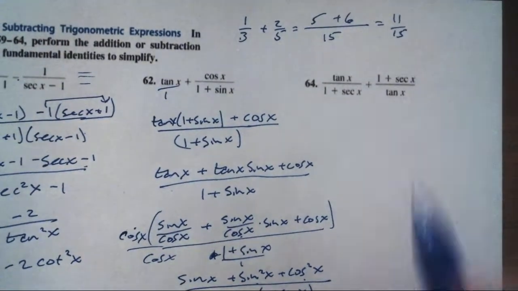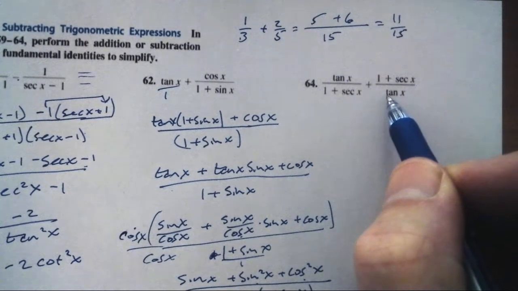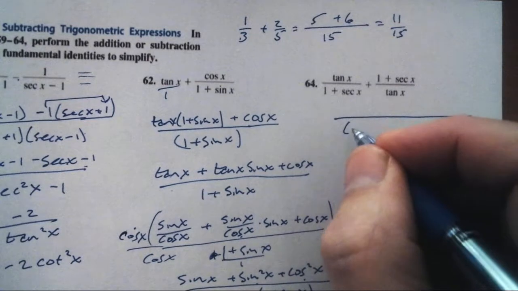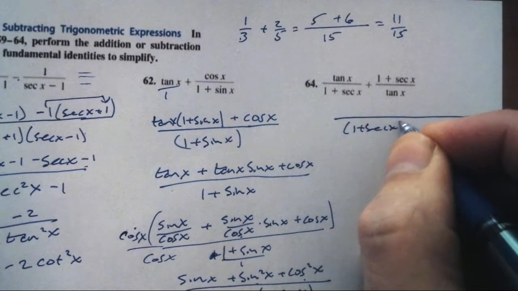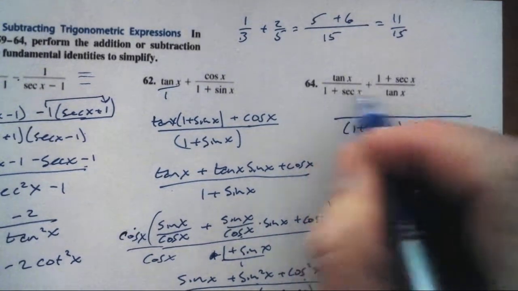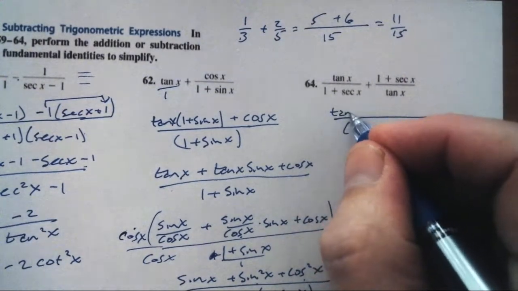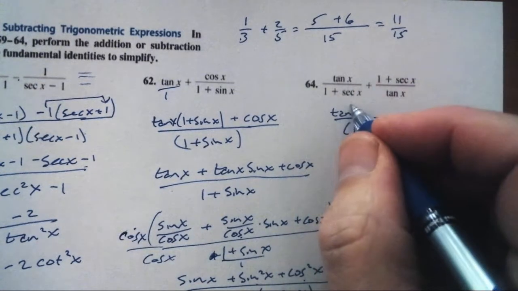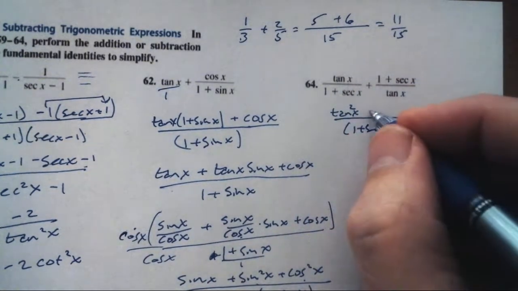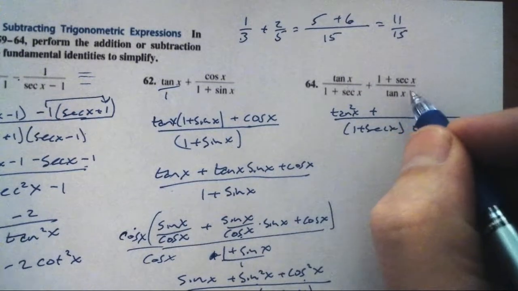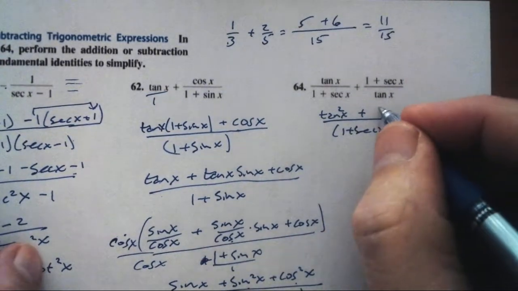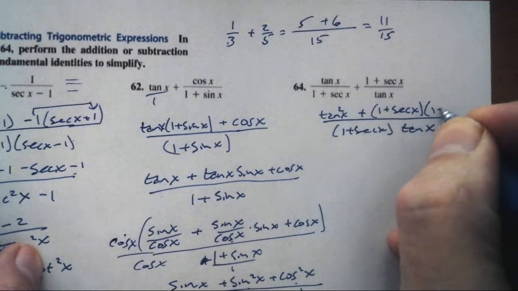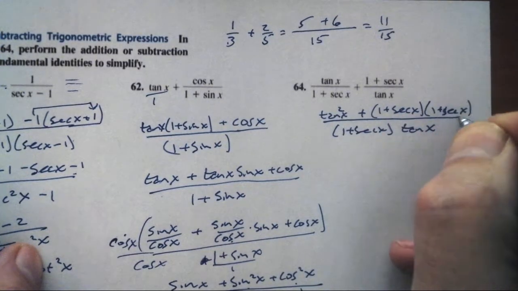Okay, I need common denominators here. I love secants and tangents together. They live together in a Pythagorean. So my least common denominator here, I need a factor of 1 plus secant of x. I need a factor of tangent of x, which means this tangent of x term had to be multiplied by tangent on tangent, tangent squared x. Plus this had to be multiplied by 1 plus secant on 1 plus secant. 1 plus secant of x times 1 plus secant of x.